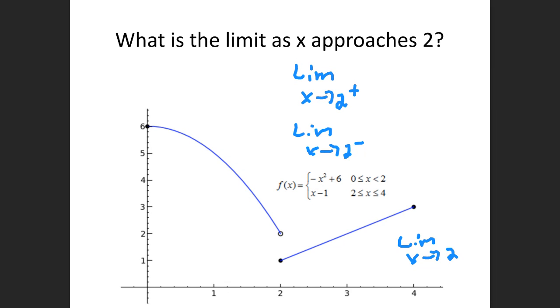From the right is 1. I agree. What is the limit as x approaches 2 from the left-hand side? 2. What is the limit as x approaches 2? Does not exist. That is absolutely correct, because the left-hand limit and the right-hand limit have to be exactly the same for a limit to exist. Since they are different, the limit does not exist there.